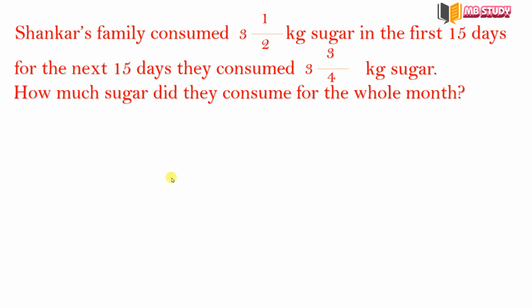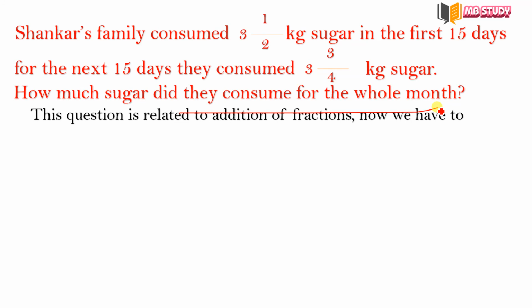Shankar's family consumed 3 1/2 kg of sugar in the first 15 days. For the next 15 days, they consumed 3 3/4 kg of sugar. How much sugar did they consume for the whole month? This is addition of mixed fractions. First, we convert these mixed fractions to improper fractions. Then we add the fractions. 3 1/2 is 2 times 3 is 6, plus 1 is 7 by 2, and 3 fours are 12 plus 3 is 15 by 4.